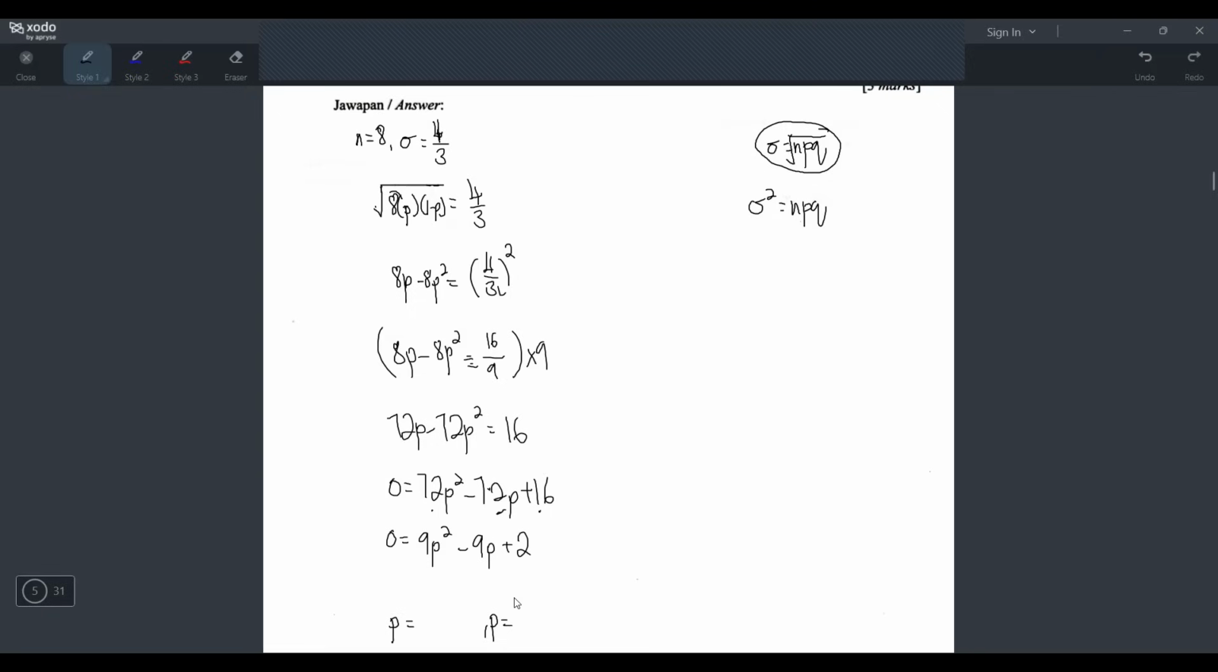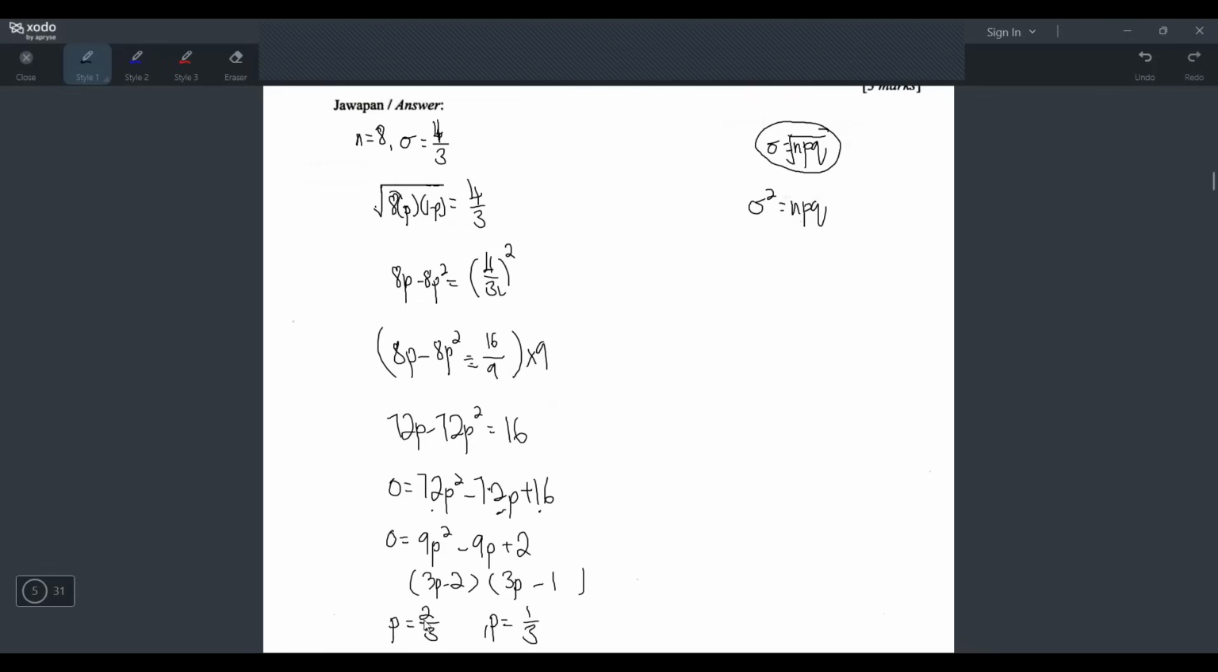Okay, now I will press my calculator. What is the A? 9. What's the B? Negative 9. What's the C? 2. So my calculator gives me 2 over 3 and 1 over 3, right? So I'm just going to write it here, 2 over 3, 1 over 3. And then above here I will write bracket, bracket. So if P is 2 over 3, you have to write 3P minus 2. If P is 1 over 3, you have to write 3P minus 1.